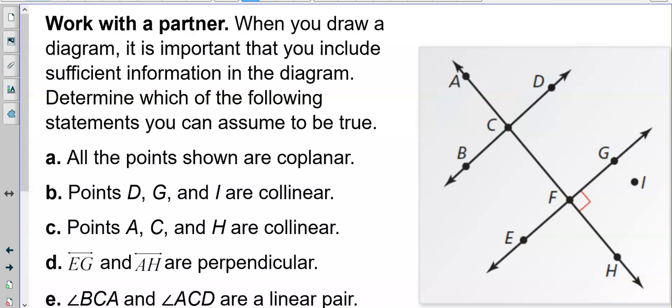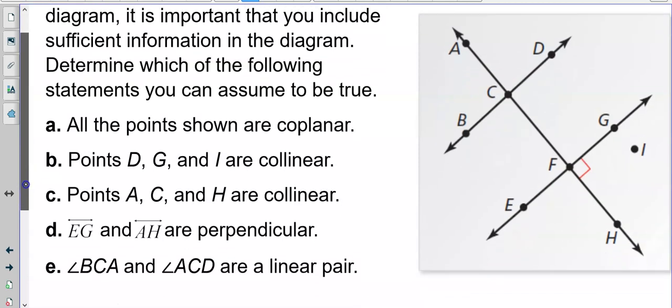When you draw a diagram, it's important that you include sufficient information in the diagram. Determine which of the following statements you can assume to be true. All right. So all the points are coplanar. Well, if the gray box is our plane, then all the points on there are on the plane. That's true.